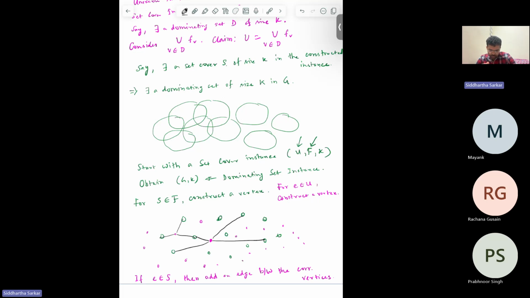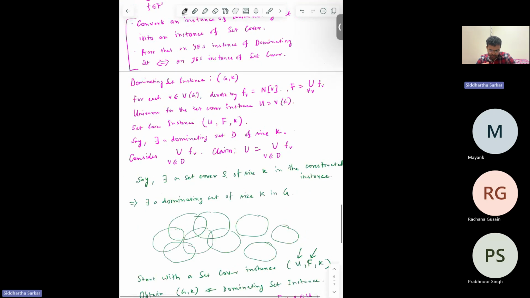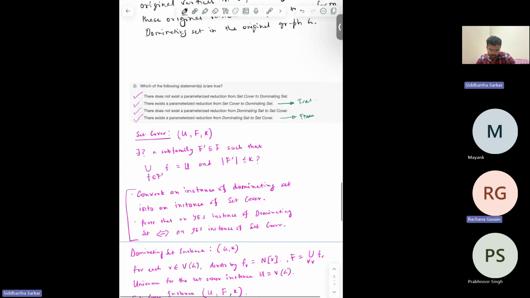But it is possible to do it in a parameterized fashion. So in a parameter preserving way, we can do this reduction so that we can say that this is true, and therefore this is definitely not true. Again, since there is a parameterized reduction, this is also not true.